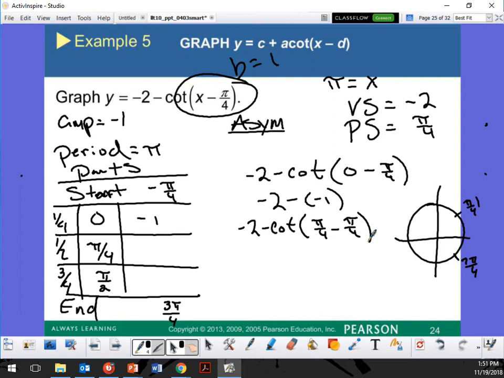It's not undefined. It is 0? Okay, but what is cotangent? 1 over 0, sorry. Cotangent's what over what? Cotangent is x over y. What is your x value?